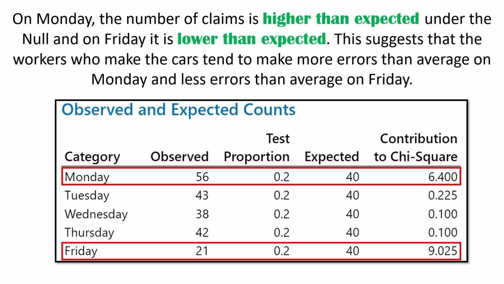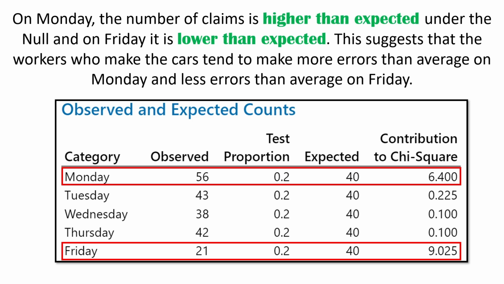So look at Monday. We can see that the observed counts, in a sample size of 200 cars with warranty claims, we observed 56 were made on Monday, whereas we would expect to see only 40 on average if the null was true. And so we're seeing more than what we would expect to see on Monday. If you look at Tuesday, Wednesday, Thursday, the expectations are very similar to what was observed. But then again, on Friday, you can see that we only saw 21 cars with warranty claims were manufactured on Friday versus an expectation of 40 if the null is true.